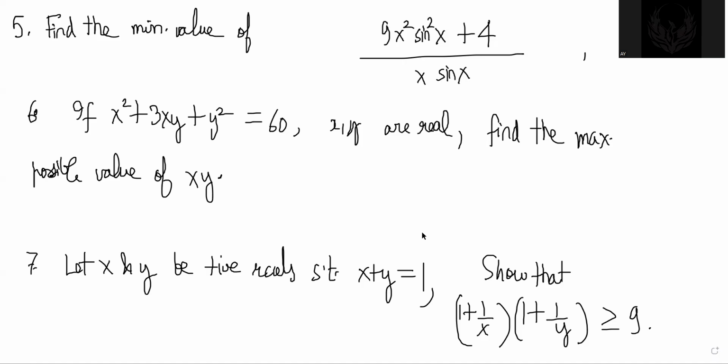First one, the answer is 12. You can split it into two squares and then do AMGM. It's 3x sine x whole square plus 2 square upon 2, which is always greater than or equal to 2 into 2 into 3x sine x. And then after that, you can just get the x sine x down. Fine, 12 is correct. The reason it works is because sin x is positive in 0 to pi.